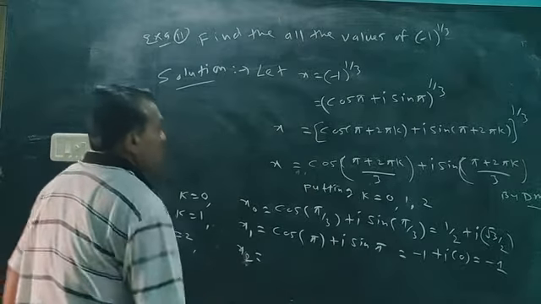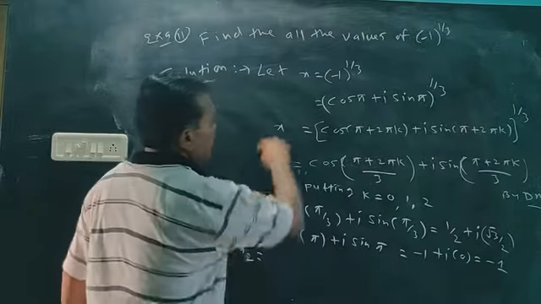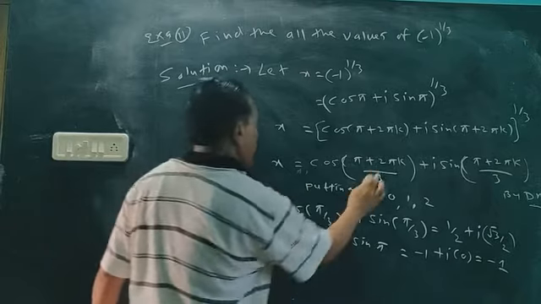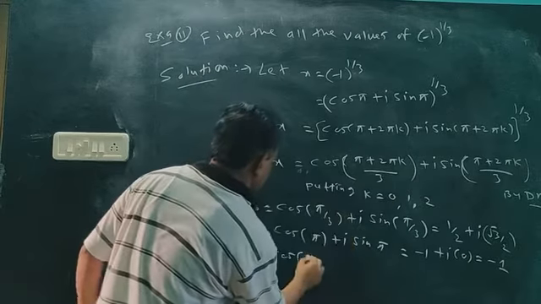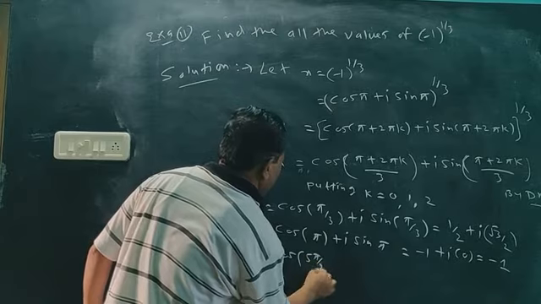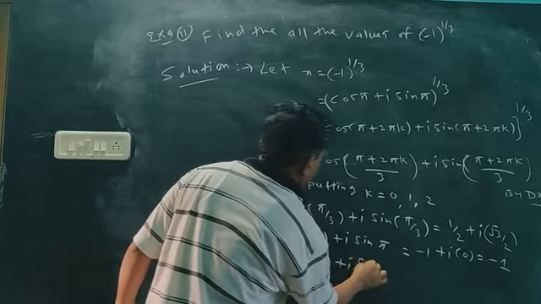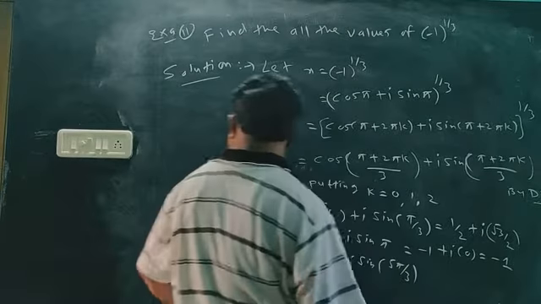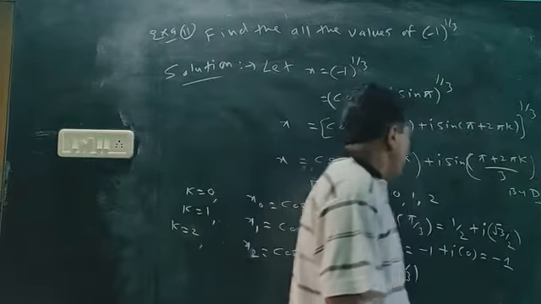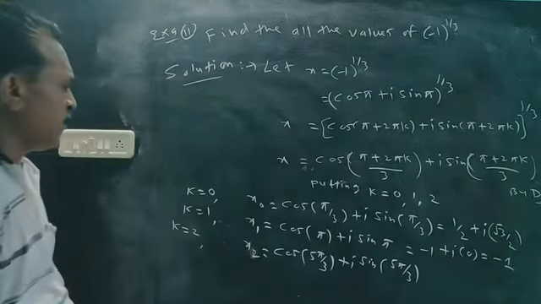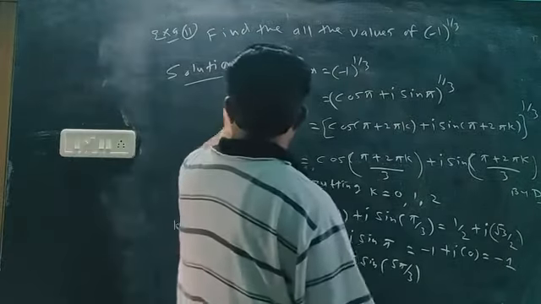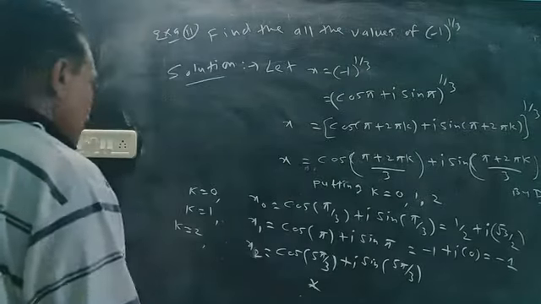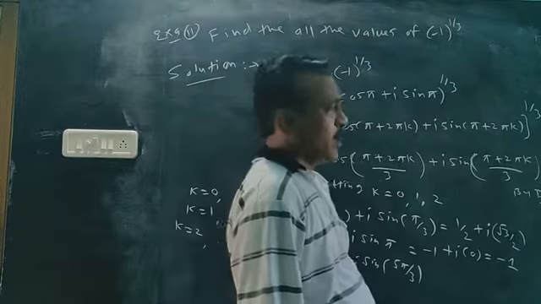Last, k equals to 2, x2: cos of 2 into 2, 4 plus 1, 5, so 5 pi by 3 plus I sin 5 pi by 3. That is cos of 5 pi by 3 plus I sin 5 pi by 3. So these are the 3 values. Power 1 by 3 gives 3 values, 1 by 4 gives 4 values, 1 by 5 gives 5 values.